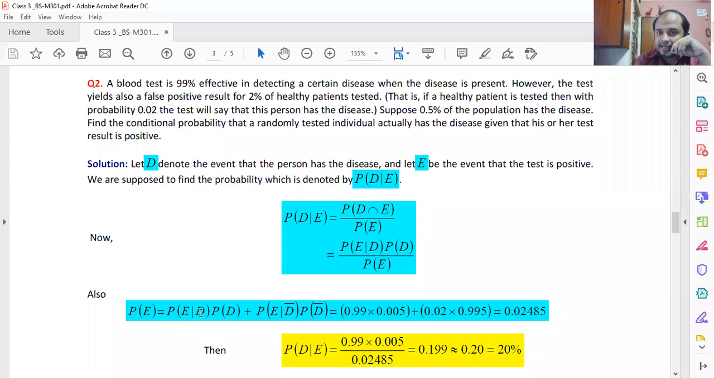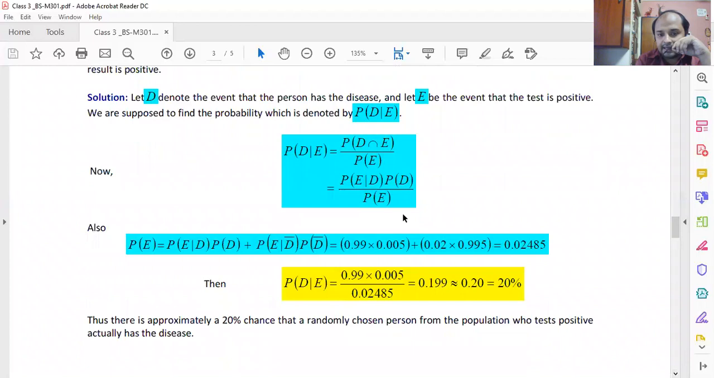Probability of E given D is nothing but 99%, so I've written here 0.99. Probability of having the disease is 0.5%, so it is 0.005. Probability of E given D bar, it is what? 0.02. This information is given over here. You see, I'm marking the point. And probability of D bar is just the complementary event of D, so it is 0.995. That's how probability of E has been calculated. Substitute all the values together in the expression and you get 20%.